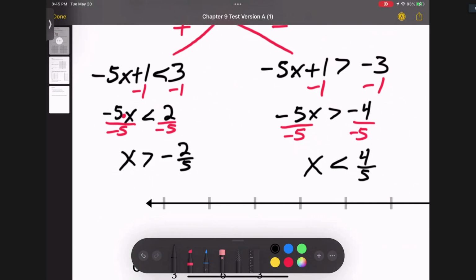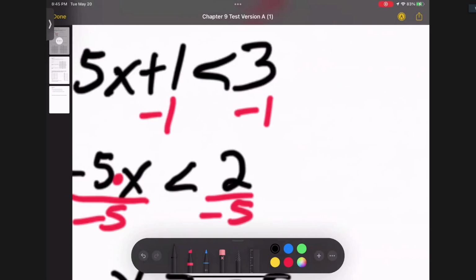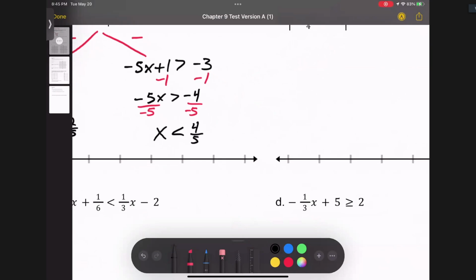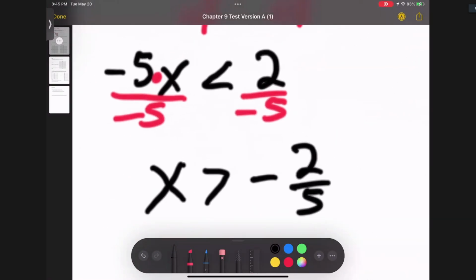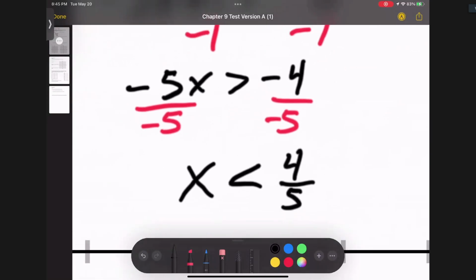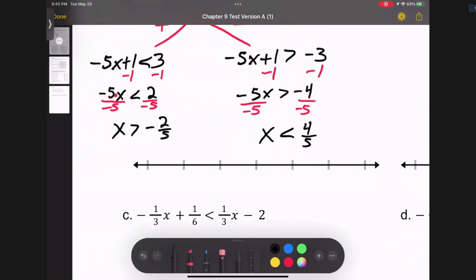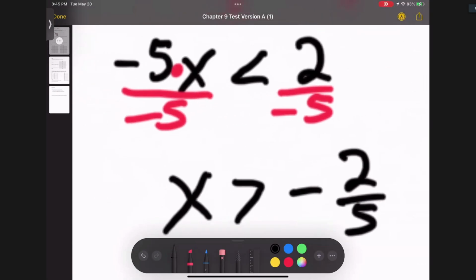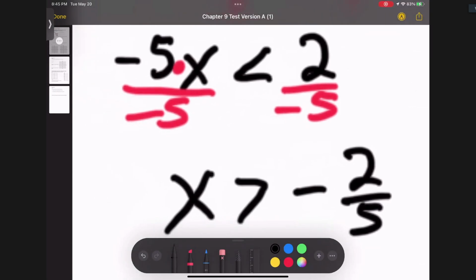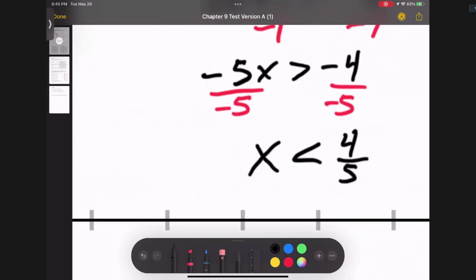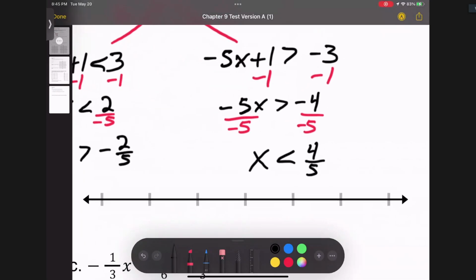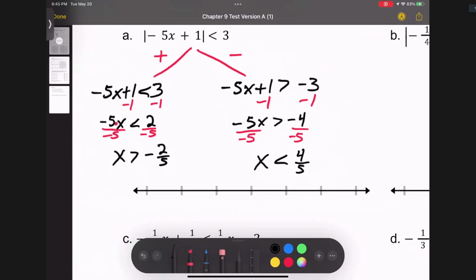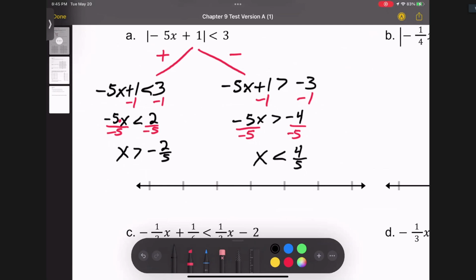The first step that we actually had to do was subtract 1 on both sides. The next step was divide by negative 5. Same exact operations, same procedure. When I divide by a negative number, it switches the direction of the inequality. When I divide by a negative number, it switches the inequality as well. Same exact direction.